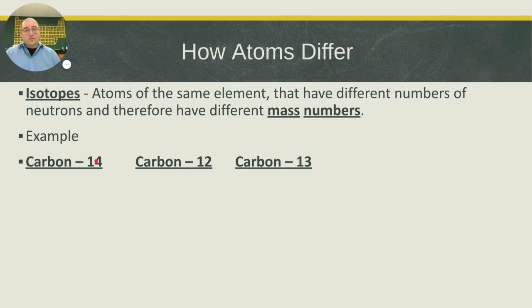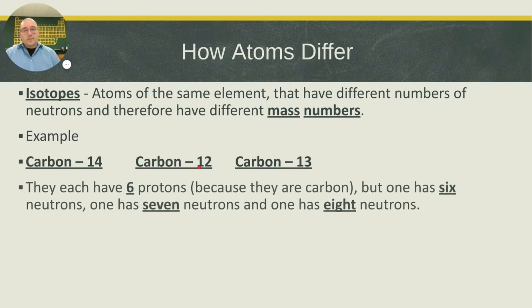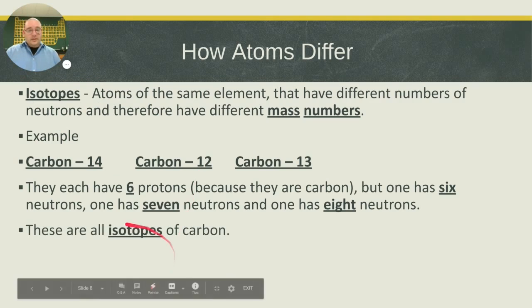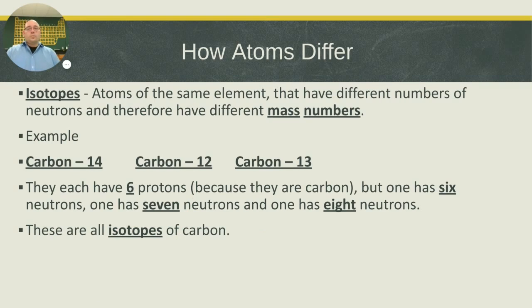But this one has 8 neutrons. This one has 6 neutrons, and this one has 7 neutrons. So they are the same element, but they have different mass numbers. That's what makes them isotopes. All right? They each have 6 protons, but one has 6 neutrons, one has 7 neutrons, and one has 8 neutrons. Again, these are all isotopes of carbon. That's what an isotope is. It's a fun word to say, isotope.